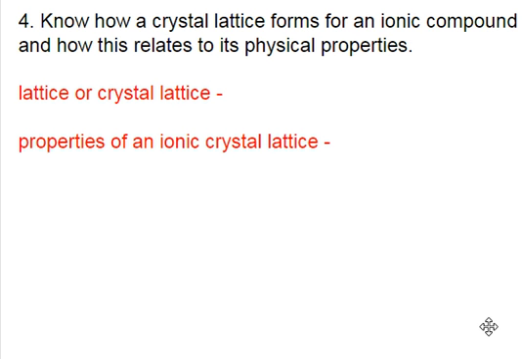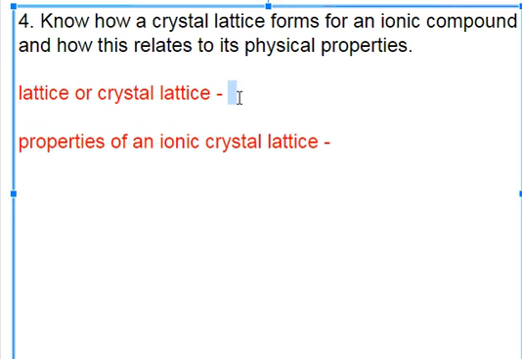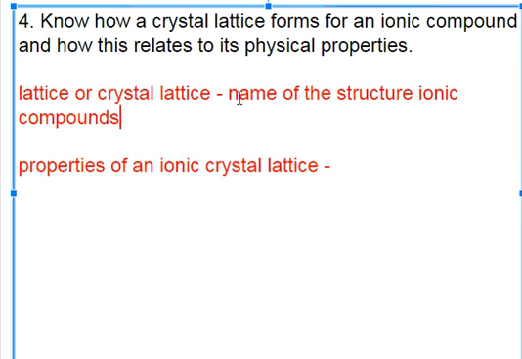Number 4, know how a crystal lattice forms for an ionic compound and how this relates to its physical properties. So crystal lattice is just the name we give to the structure that it forms. So it's the name of the structure ionic compounds form.